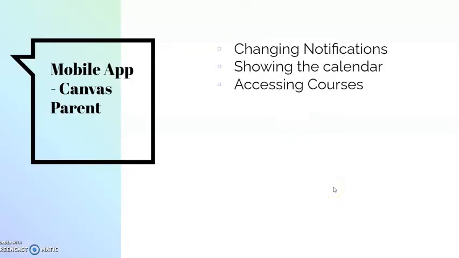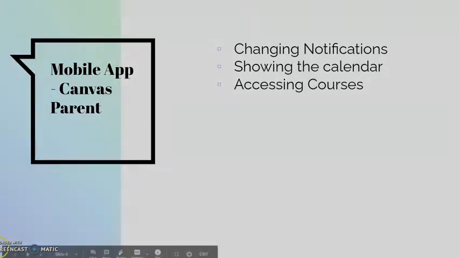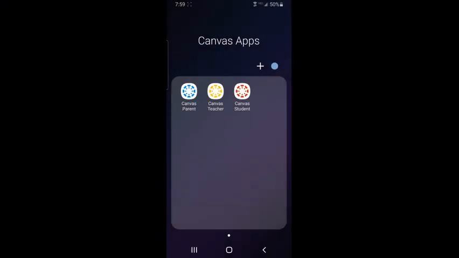So now that we've covered the parent app on the desktop, let's go into the mobile app where we're going to look at some of the same features just on the mobile app instead of the desktop. Now we're going to explore the Canvas parent app. It is the blue icon out of all of the Canvas apps.